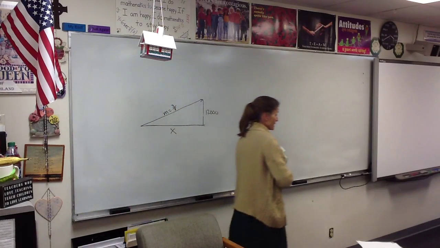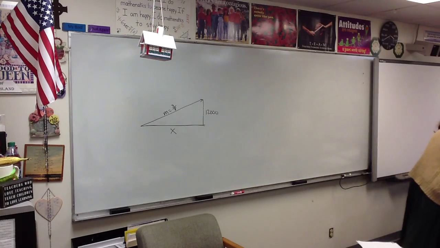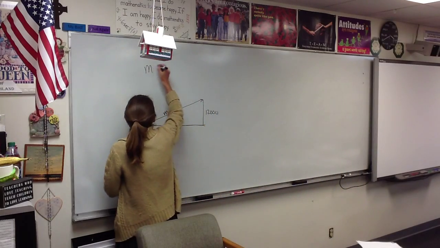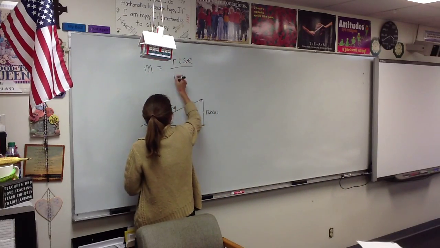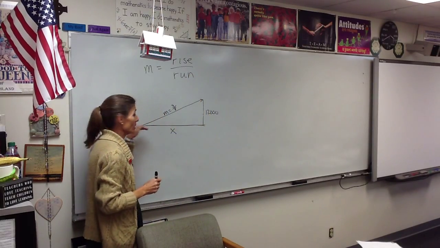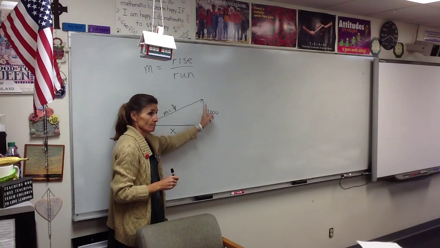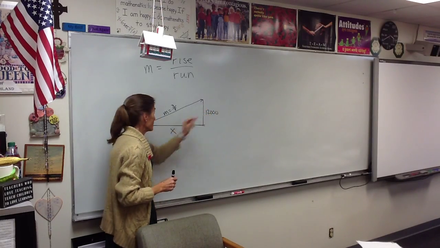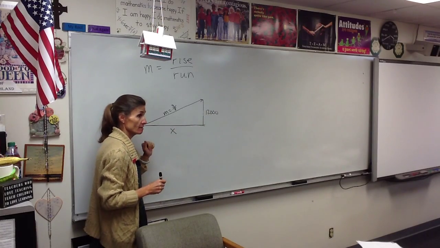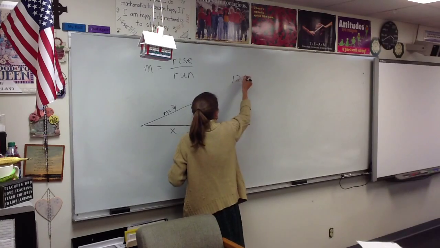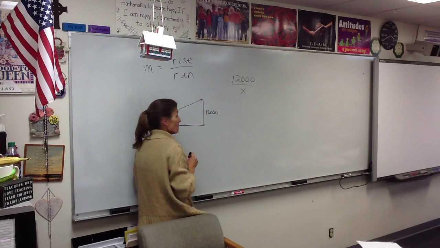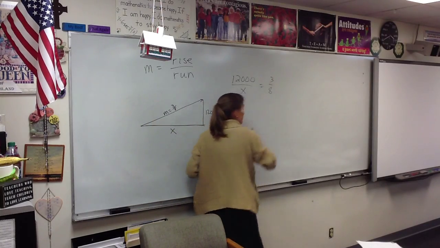Now, what is another way to think about slope? I know you've got your formula. We can think of slope as rise over run, right, kids? So in this problem, what's the rise? 12,000. What's the run? x. So rise over run is the slope of the line.